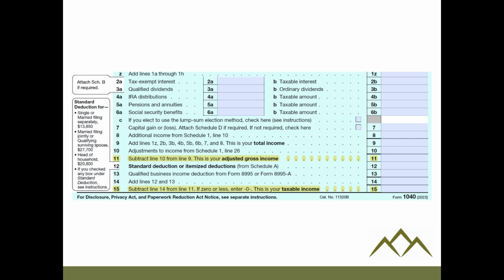This is an important number to know how to find and to at least understand a little bit about how it's calculated, because it ends up being important in a lot of the phase-ins and phase-outs that you see relative to returns. Think about the ability to make, say, Roth contributions, or it can also impact how much you can give each year with respect to charitable deductions. And then line number 15 is your taxable income. This isn't going to tell you how much you owe, but this is going to tell you effectively how much of your income is going to be taxed at applicable rates.